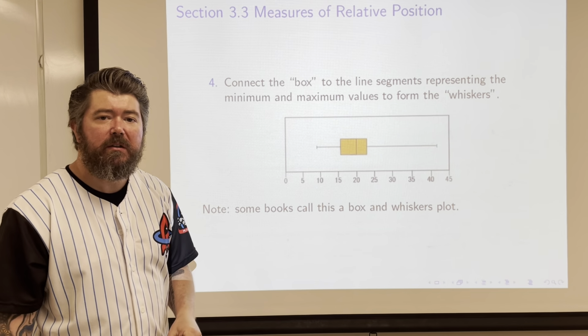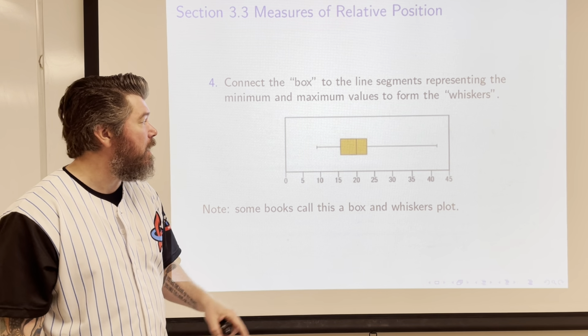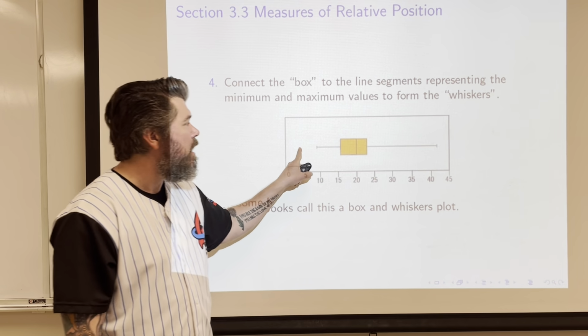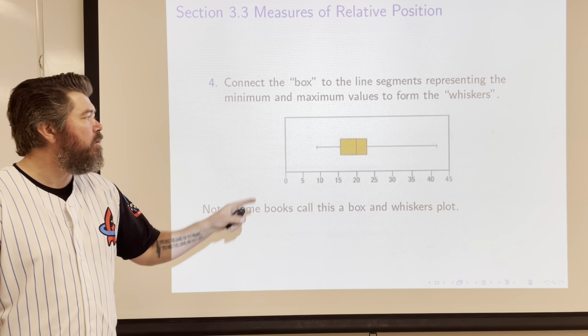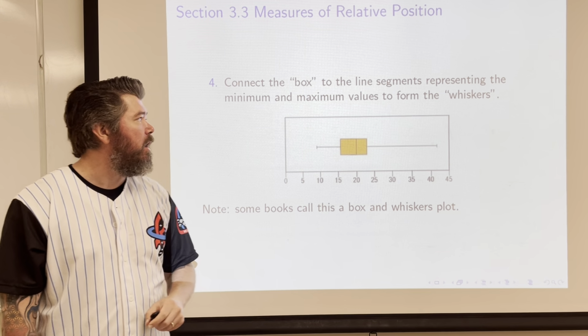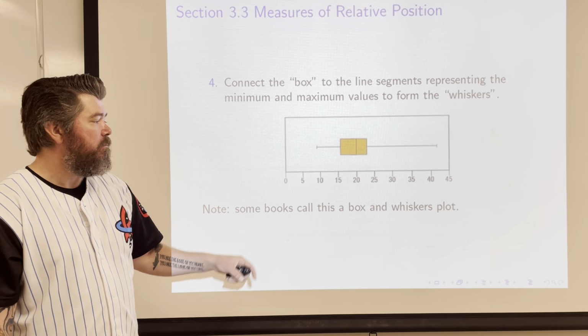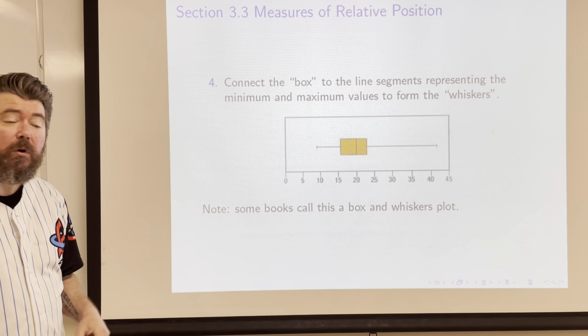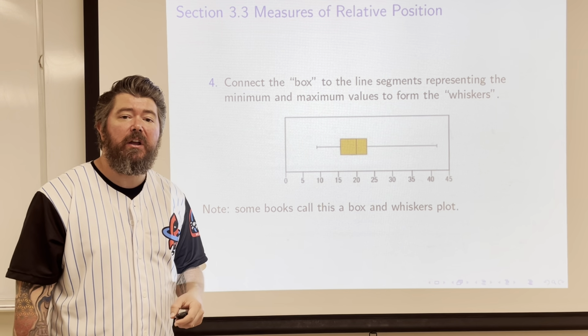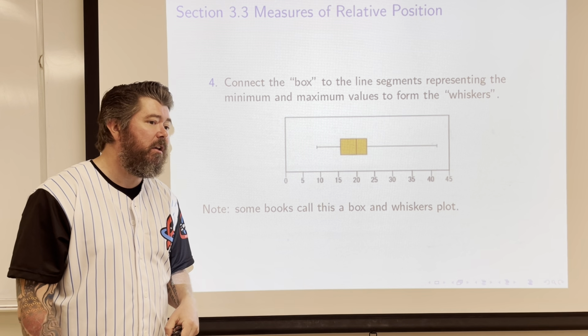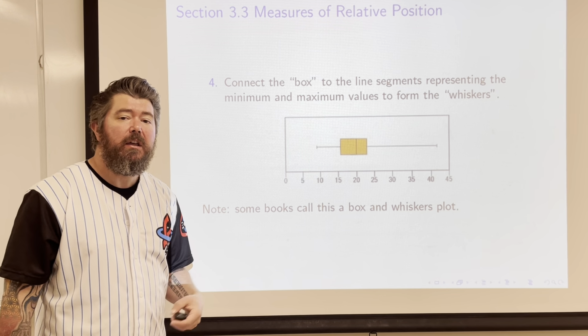This is why some books call this the box and whisker plot, because these are kind of like whiskers. I'm going to connect the box to my minimum value and my maximum value. And we're done. So this is how we create a box plot using our 5-number summary if we want to.